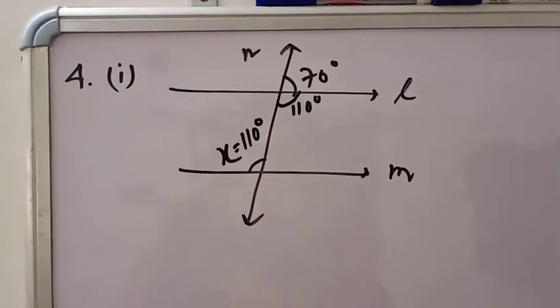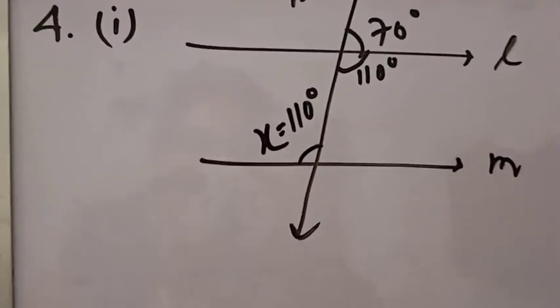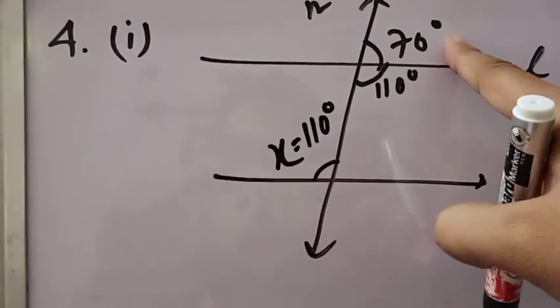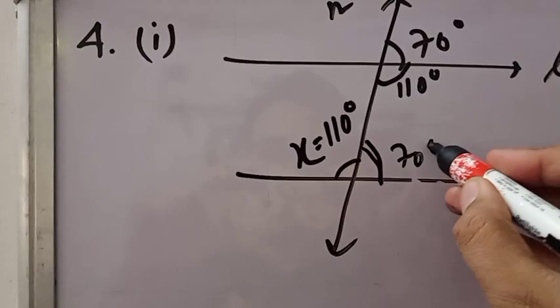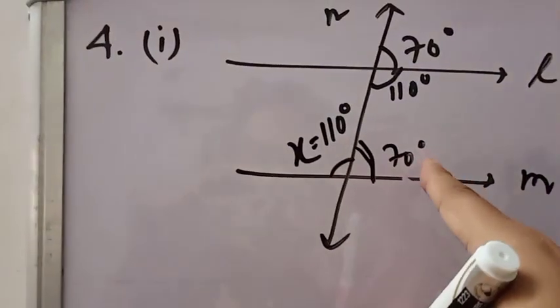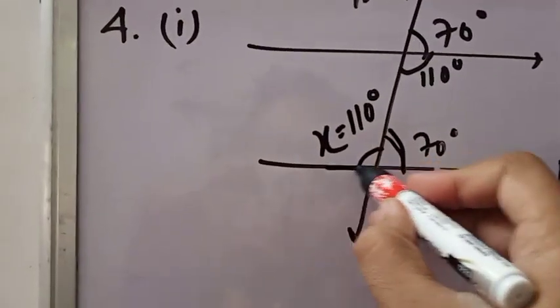Now you can choose another method. So what is the method? See that if this angle is 70, that means this angle is also 70 degrees. Okay. Now this angle is 70, which means this is a linear pair.